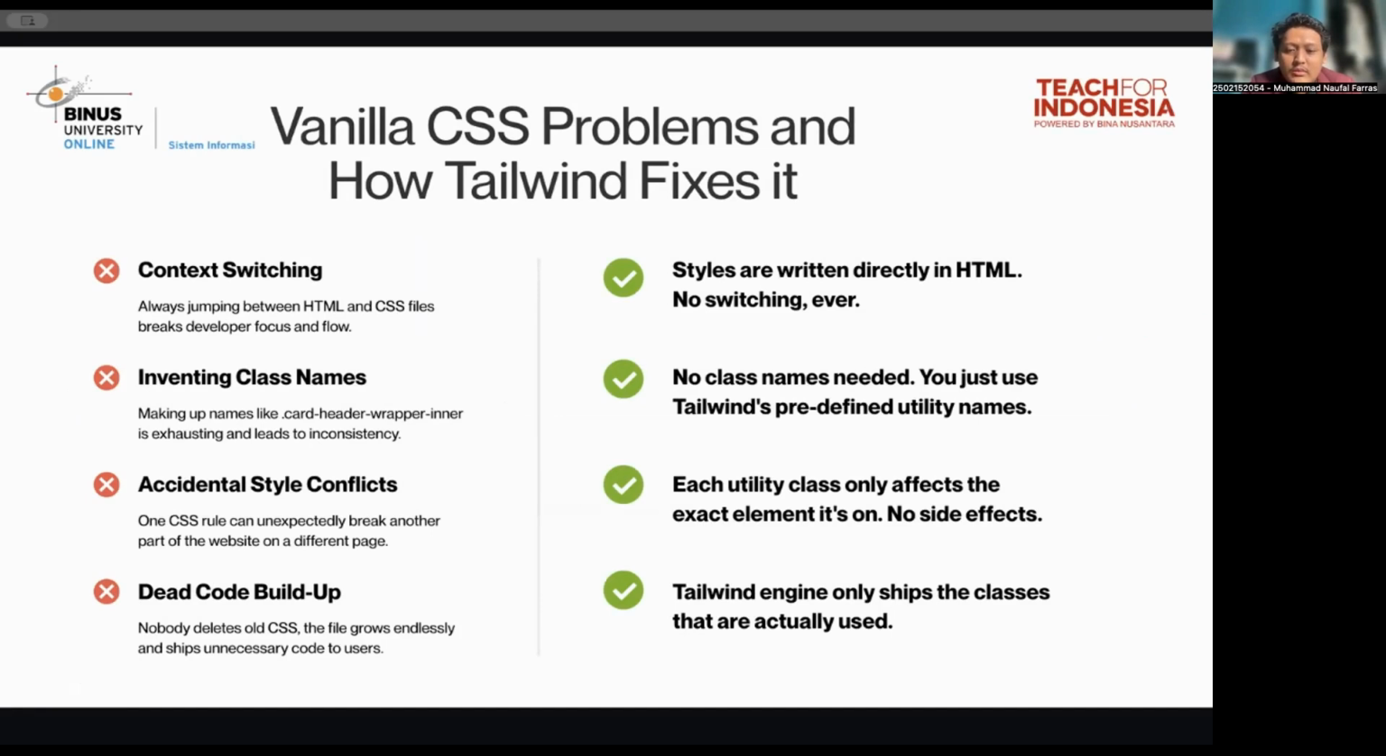Let's summarize how Tailwind solves the problems we discussed earlier. First, it eliminates constant switching between HTML and CSS files. Second, developers no longer need to invent custom class names, and any other names. And third, utility classes prevent style conflicts because each class affects only one specific property. And finally, Tailwind automatically removes unused styles during the build process, which keeps the final CSS very small.